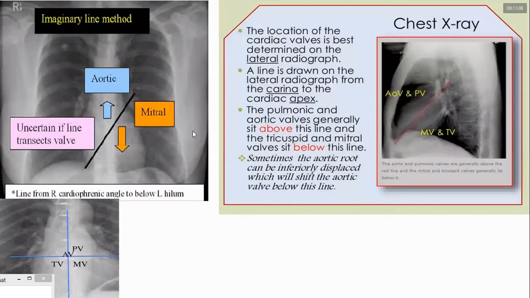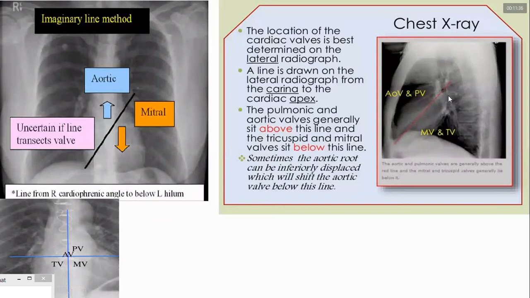Now the valves of the heart. For localizing the valves of the heart, we have to take two imaginary lines. On the PA view, take a line from the left hilum up to the level of the right cardiophrenic angle. Superior to this is the aortic valve, and inferior to this is the mitral valve. This is very important for localizing the calcification which occurs in different cardiac pathologies and in rheumatic heart disease.